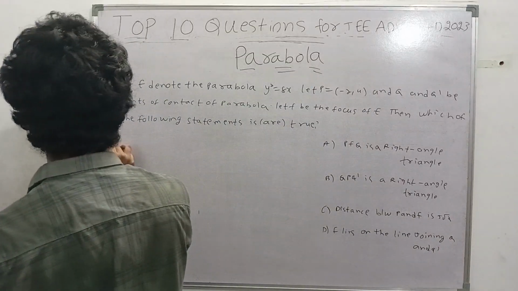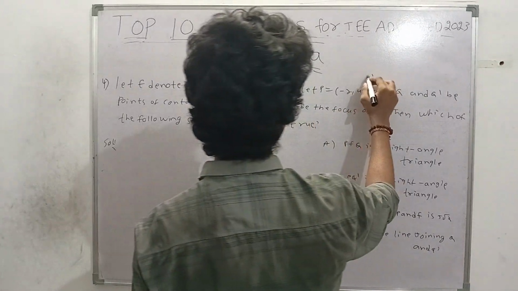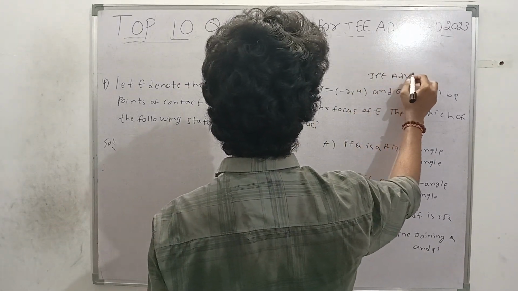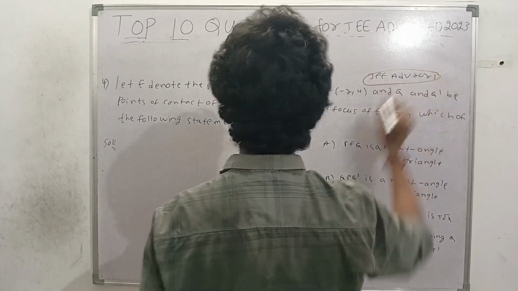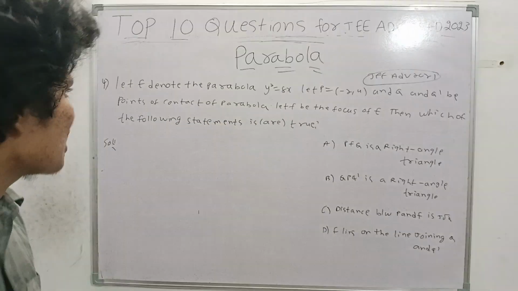This question is really important. This question came in JEE Advanced 2021. This is purely property based question. There is no big calculations here.